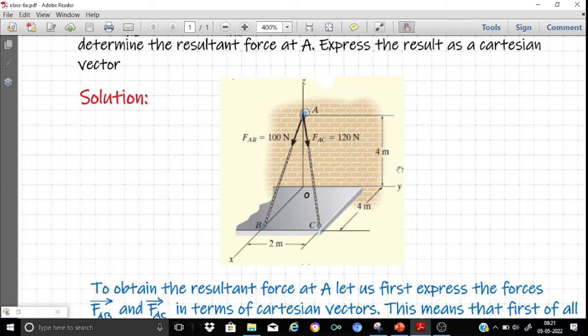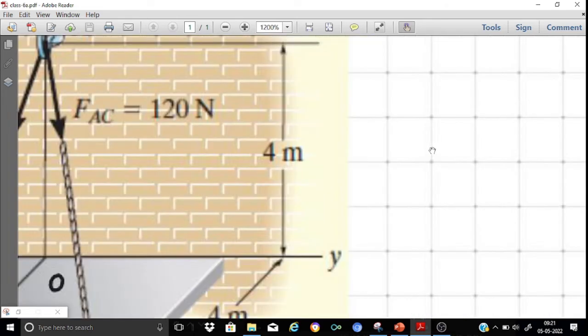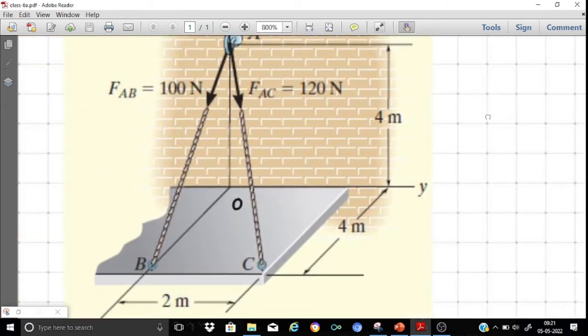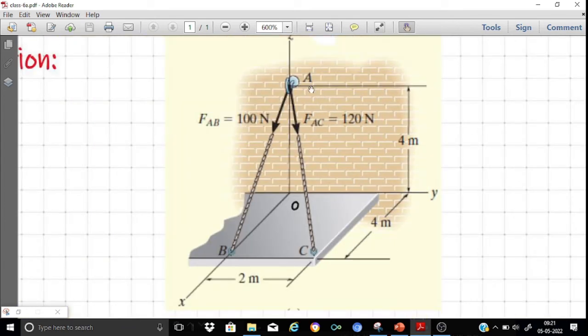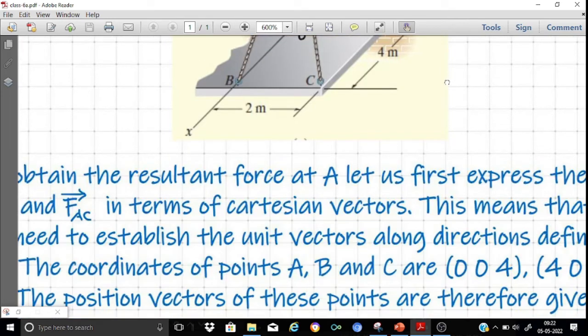So our procedure or philosophy is that we know the coordinates of the points A and B, and these can be used to define the unit direction along the FAB vector, so that FAB can be expressed in the Cartesian format. In a similar way, using the coordinates of points A and C, we can directly obtain the unit vector along FAC, and thereby we can express FAC also in the Cartesian format. Now the resultant force is nothing but vector FAB plus vector FAC. It is very simple for us.